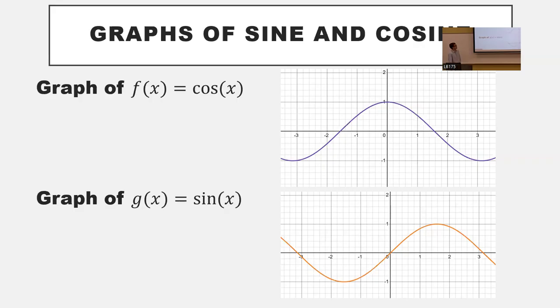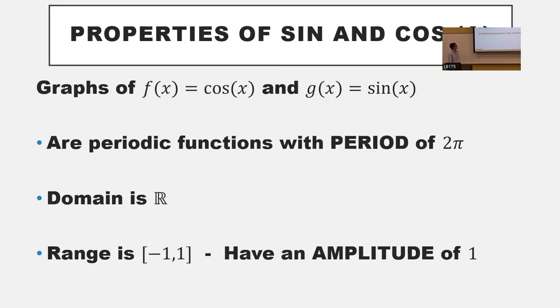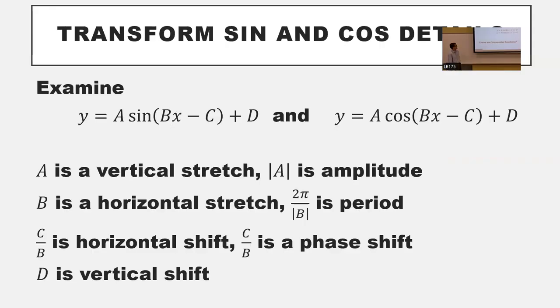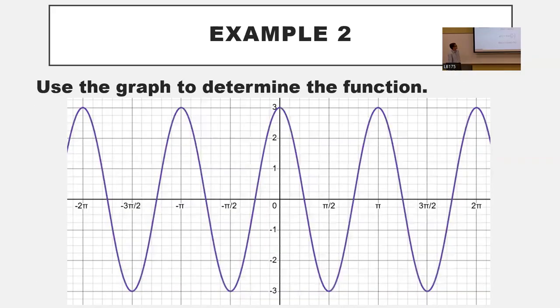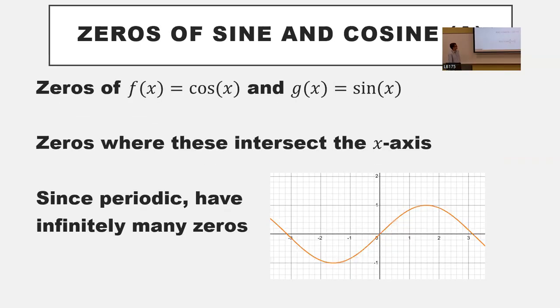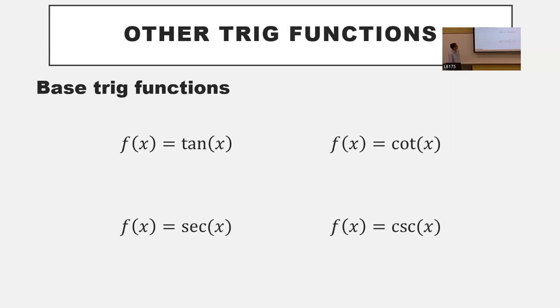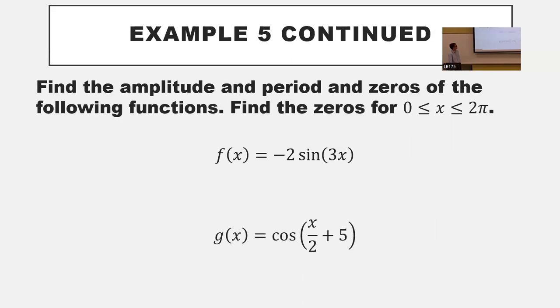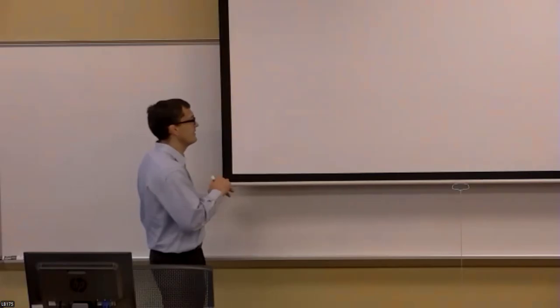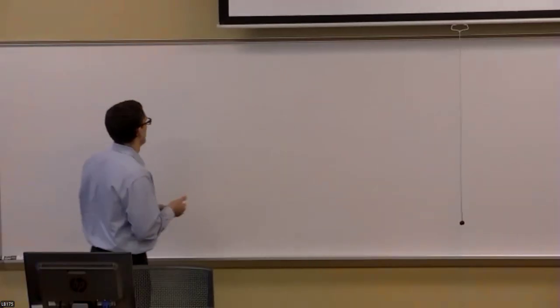Both of these functions had repeating patterns, which means they have a period. We transformed those and saw how that affected the cosine and sine function. Found some zeros, and all that kind of good stuff. Now, before I move on, I did want to mention something. Again, we'll use it in just a moment.